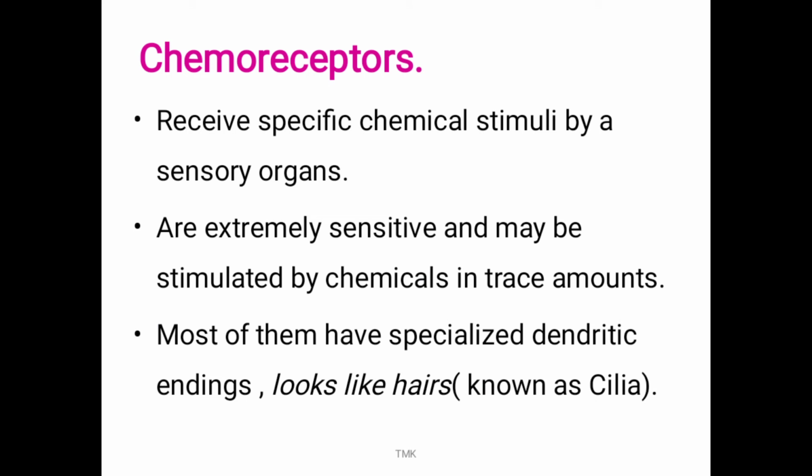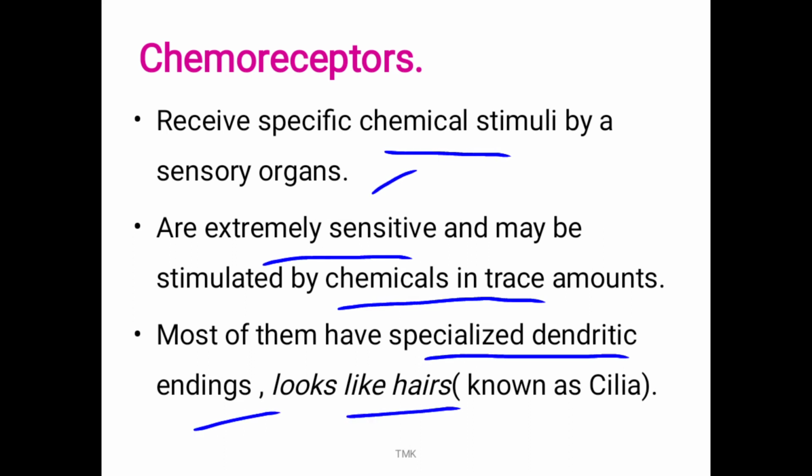Chemoreceptors receive specific chemical stimuli through a sensory organ. They are extremely sensitive and may be stimulated by chemicals in trace amounts. Chemoreceptors are the most common receptors in our body. Most of them have specialized dendritic endings that look like hairs, which are known as cilia.